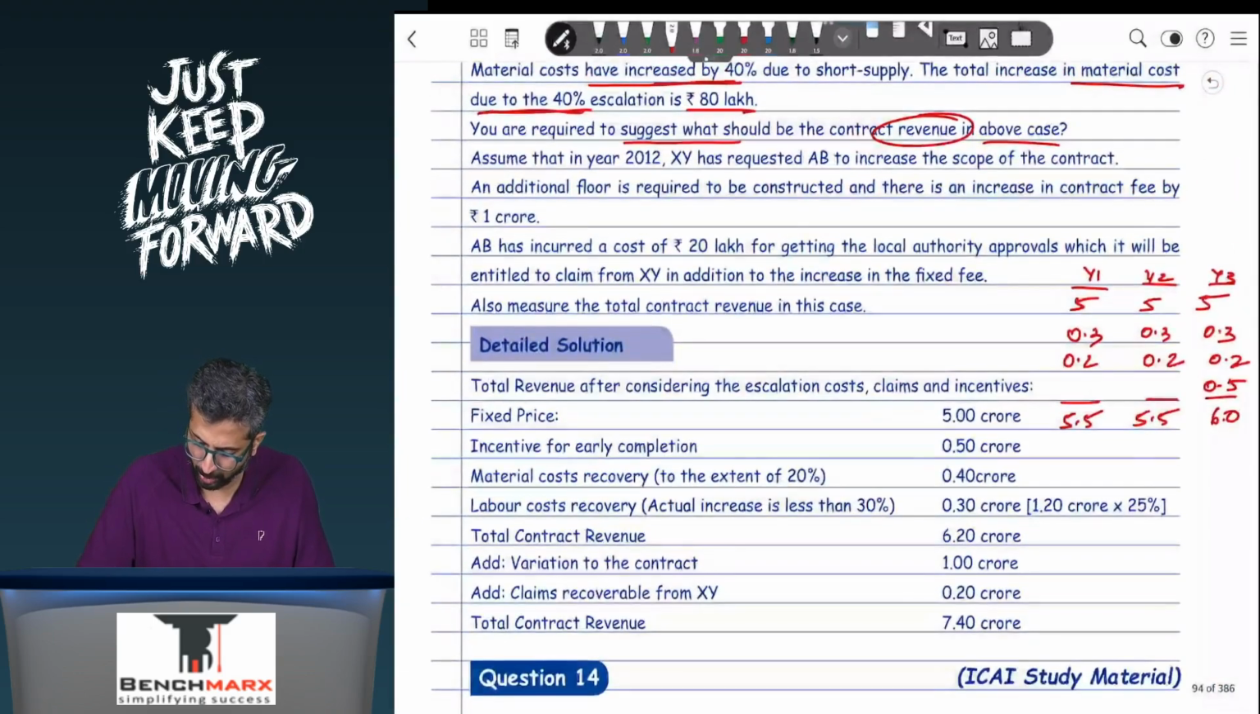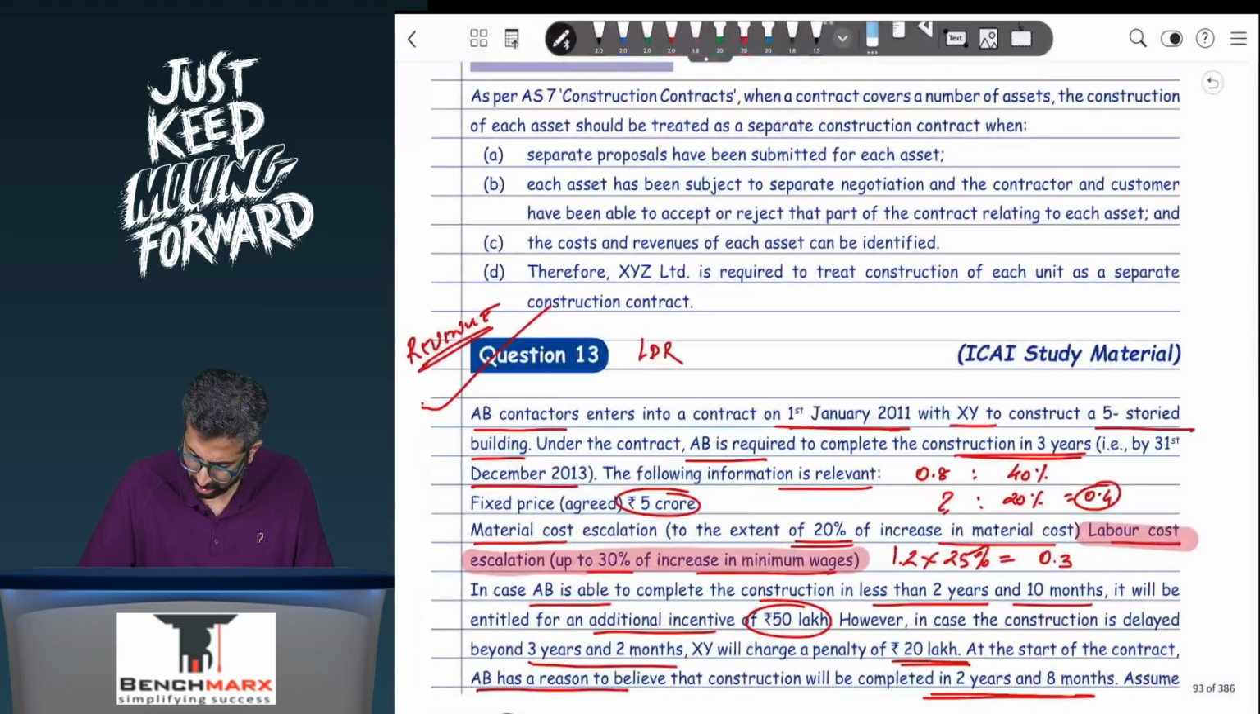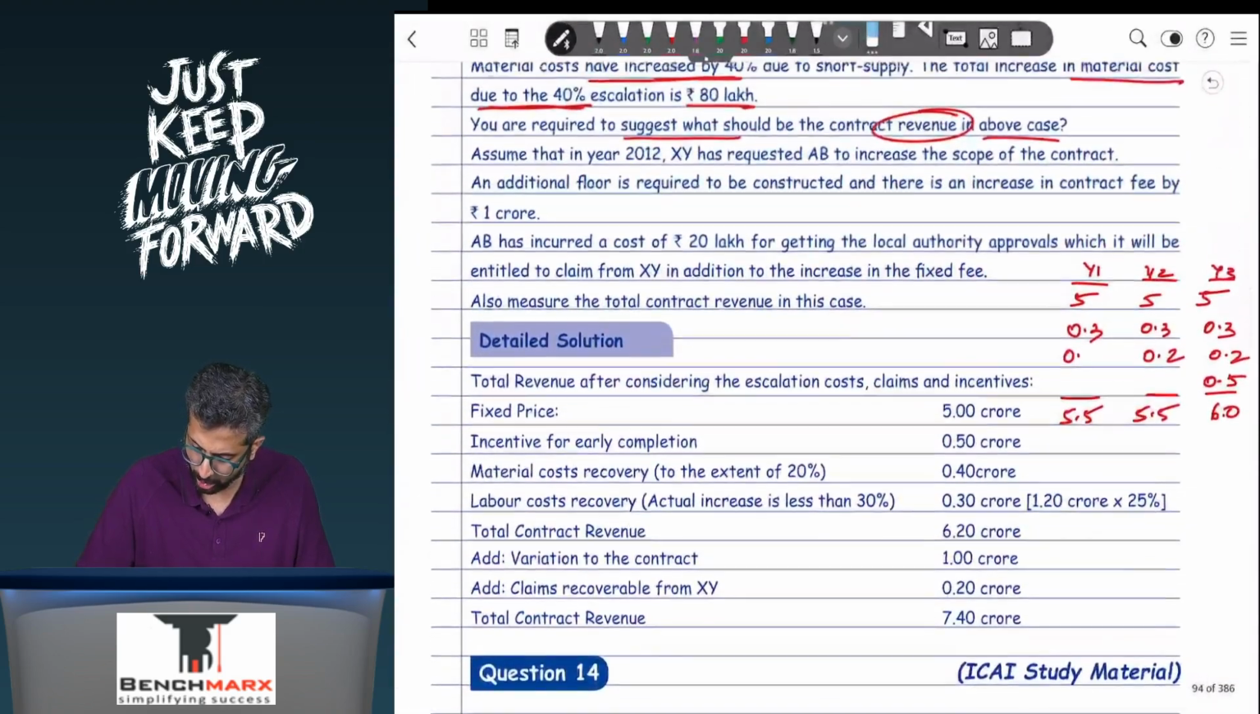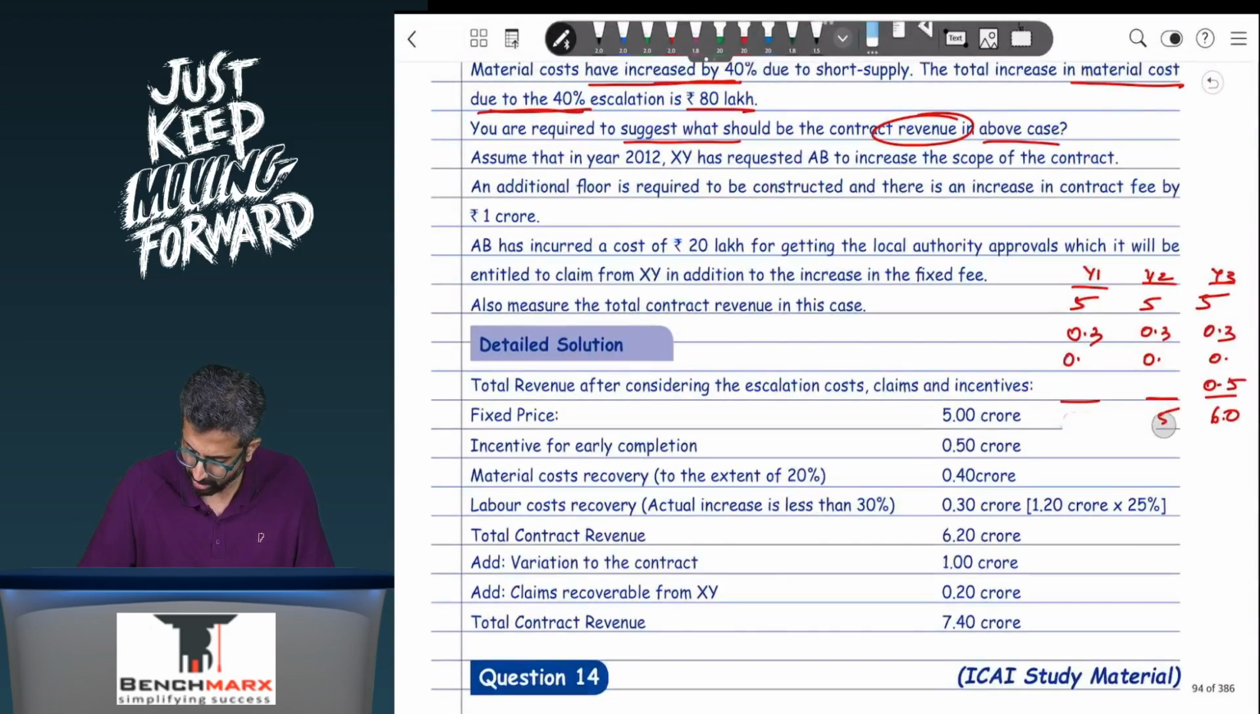0.3, this is 0.4, sorry, not 0.2, my bad. So these numbers would be different. So this is 0.4 for materials. The Institute has directly taken the final contract revenue only. Over here we are just doing a slightly longer working. This is 5.7, 5.7 and 6.2.